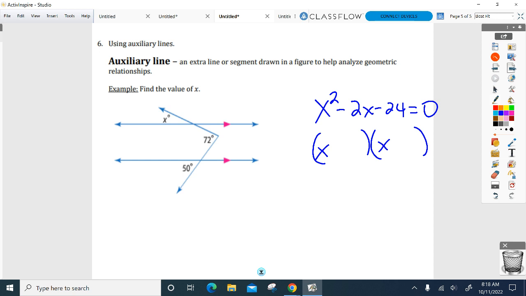Two numbers that add to 2 but multiply to 24. Yep. There we go. Multiplies to the last one, adds to the middle one, right? So this would be what? 6 and 4, minus 6 plus 4. And then you would tell me x equals what out of this parenthesis? 6. And x equals negative 4 out of that one. Okay. So you're going to have to do that for number 45.